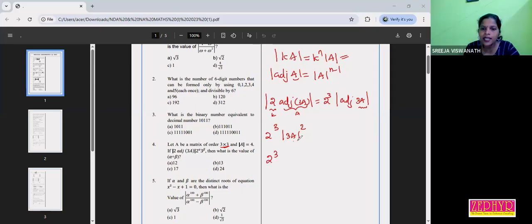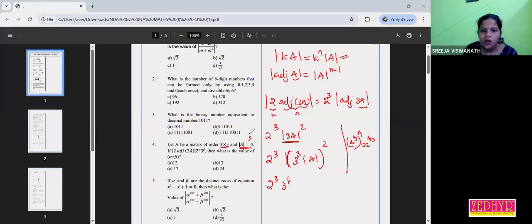Now what is determinant 3a? Determinant 3a, 3 raised to n into determinant a. That is 3 raised to 3, n is 3. 3 raised to 3 into determinant a, the whole square. Determinant 3a can be written as 3 cube into determinant a, the whole square. That is 2 cube into 3 raised to 3, the whole square. What is a raised to m, the whole raised to n? A raised to mn. So 3 raised to 6 into determinant a square.